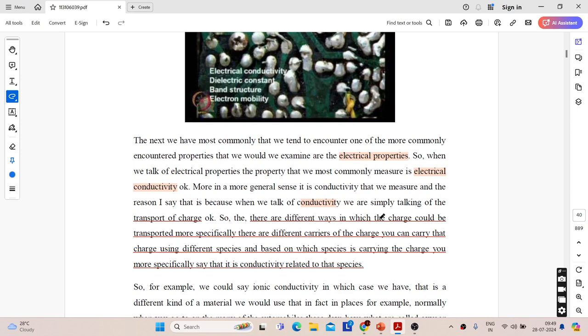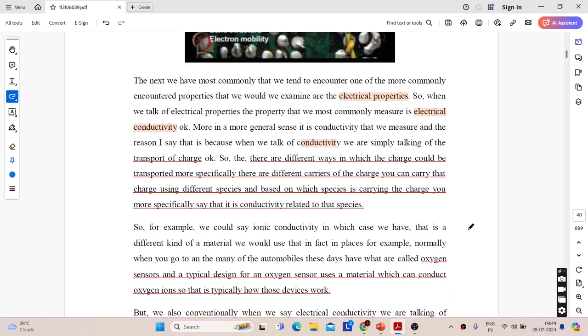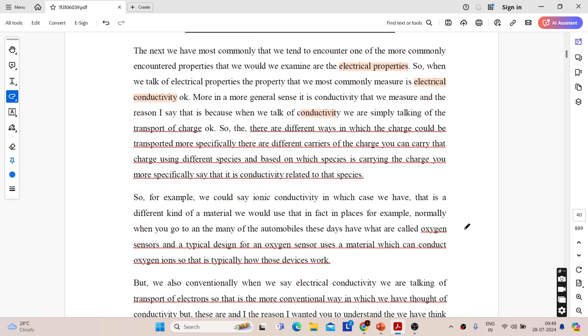There are different ways in which charge could be transported. More specifically, there are different carriers of charge. You can carry the charges using different species, and based on which species is carrying the charge, we say it is conductivity related to that species. If it is an electron, it is electronic conductivity, or if we are dealing with any other particle, the conductivity changes depending on that.